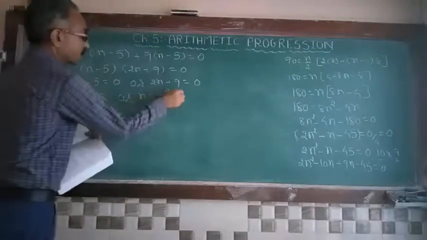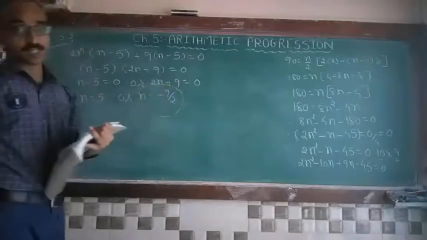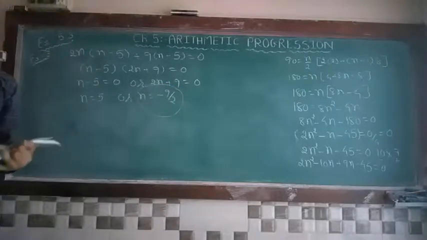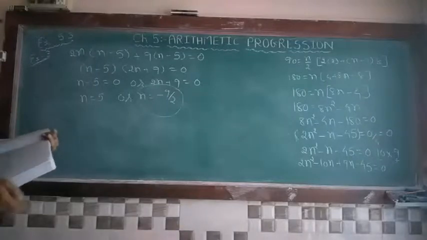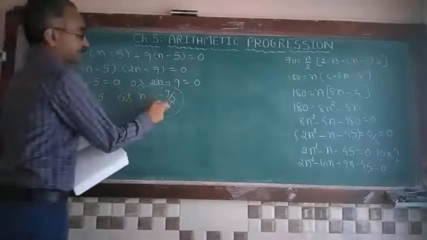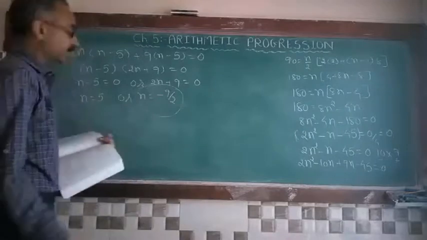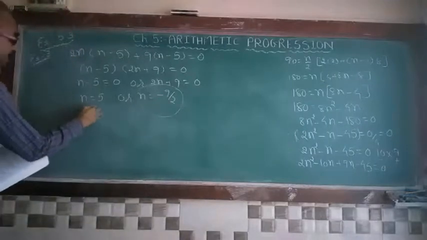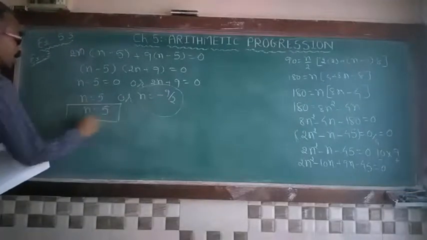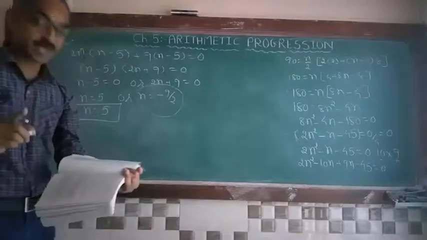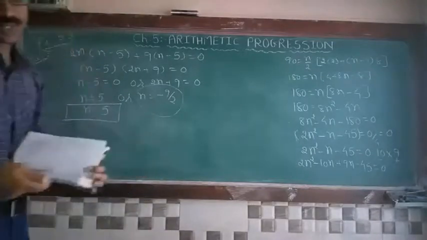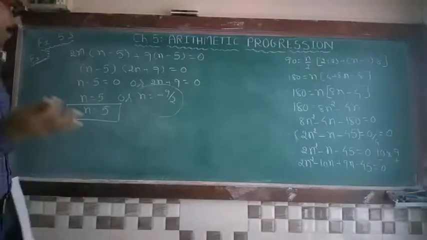But n is equal to minus 9 upon 2 is not possible because n is always a positive integer. It is a number of terms, so it must be a positive integer. So n is equal to minus 9 upon 2 is not possible. So your answer is n is equal to 5. That is your final answer. Now you have to find an. An, that means the last term, you have to find.